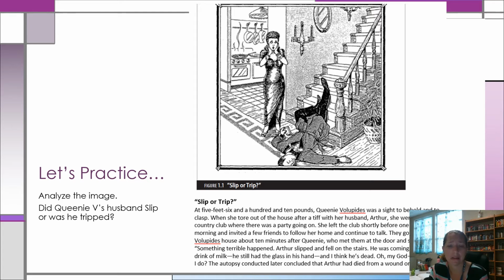Arthur slipped and fell on the stairs. He was coming down for a drink of milk. He still had the glass in his hand, and I think he's dead. Oh my God, what shall I do?